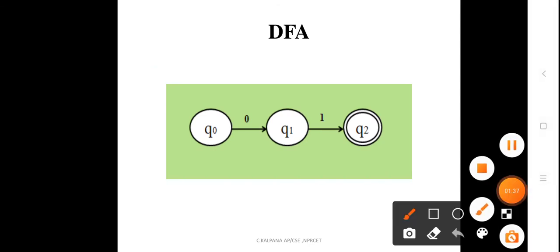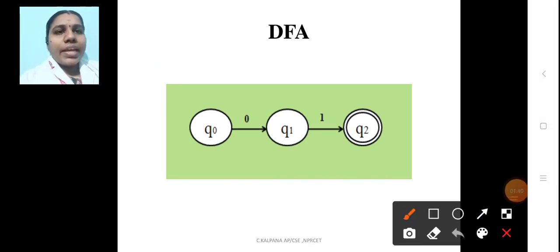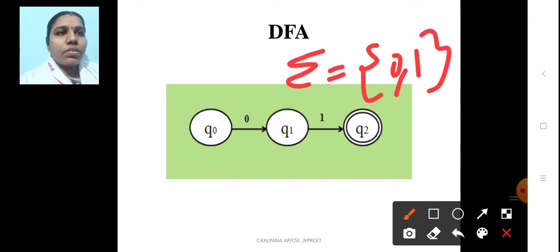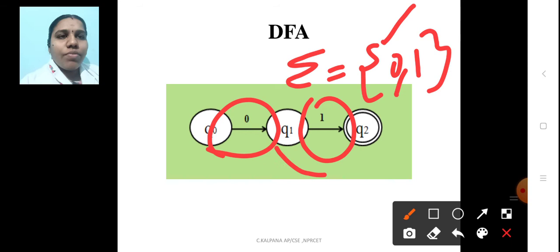Here, in this diagram, the input alphabet is sigma, 0, 1. For the input 0, it has a single transition from one state to another state. For the input 1, it has a single transition from one state to another state. There are no multiple transitions for the same input 0 and 1. So this is the example of DFA.